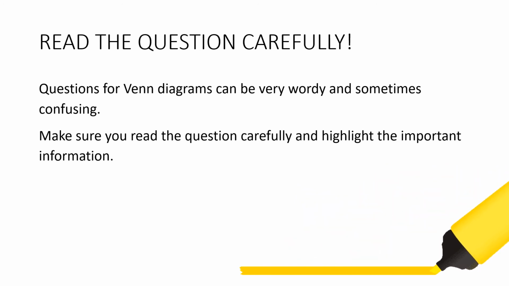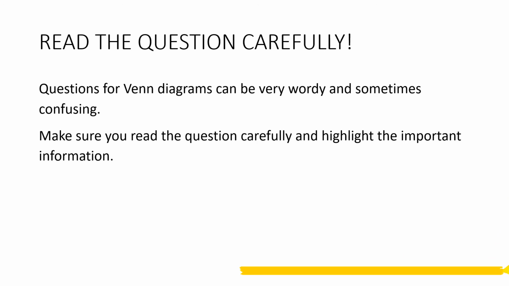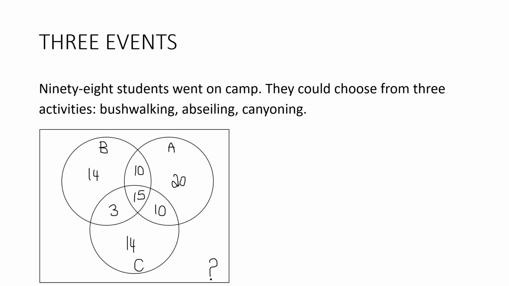Now that prompts me to say, read the question carefully. Questions for Venn diagrams can be very wordy and they are sometimes confusing. So make sure you read the question carefully and highlight the important information. Let's finish off with this question. Now Venn diagrams can have 3 events. In Year 8 you won't be asked to construct a Venn diagram with 3 events. You will only have to do that for 2 events. But it's possible we could throw a question like this in the harder section of a paper and ask you to answer questions. So let's have a look at it.